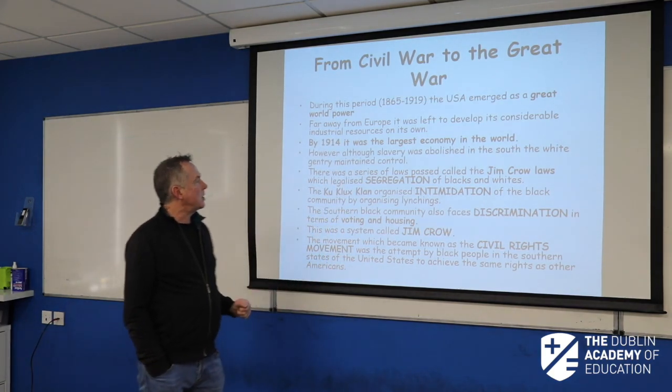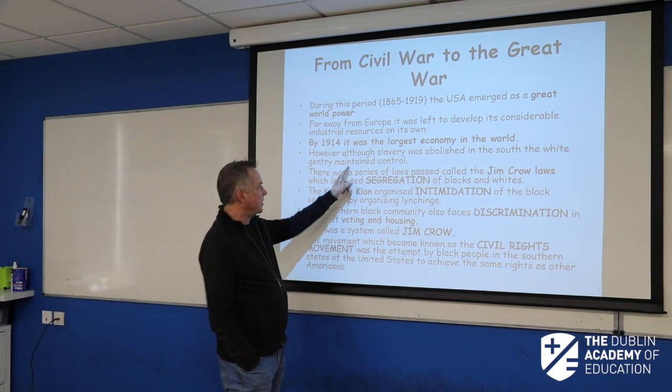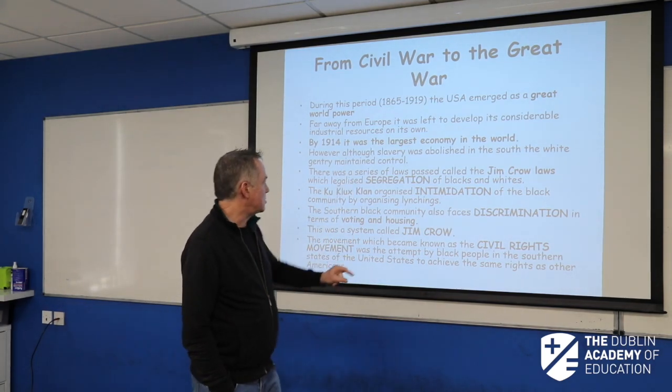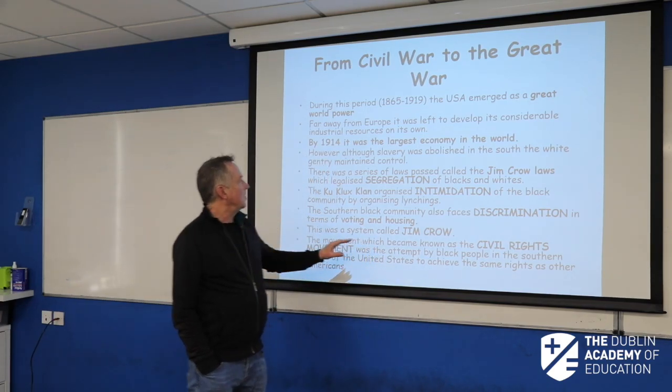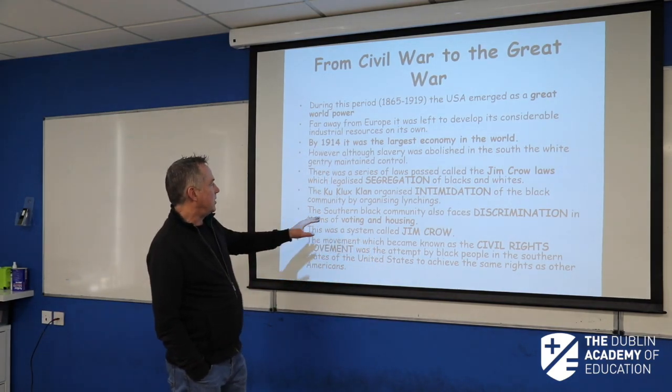Slavery was abolished in the South. The white gentry maintained control. That's what we were talking about, isn't it? They managed to do it through segregation, intimidation, and discrimination. Okay, I'm going to explain that to you now.